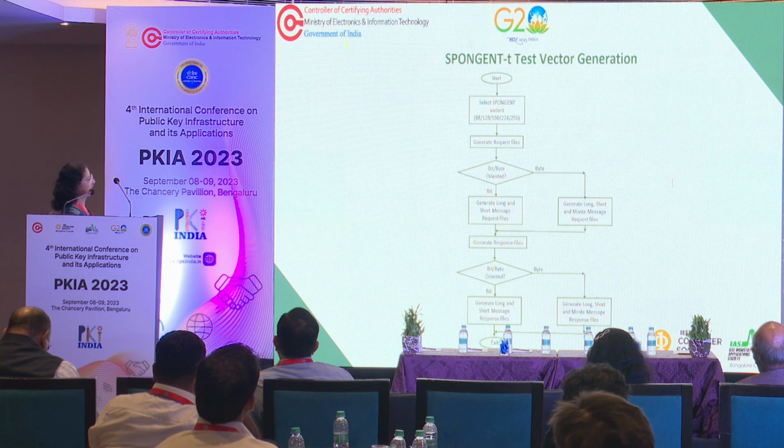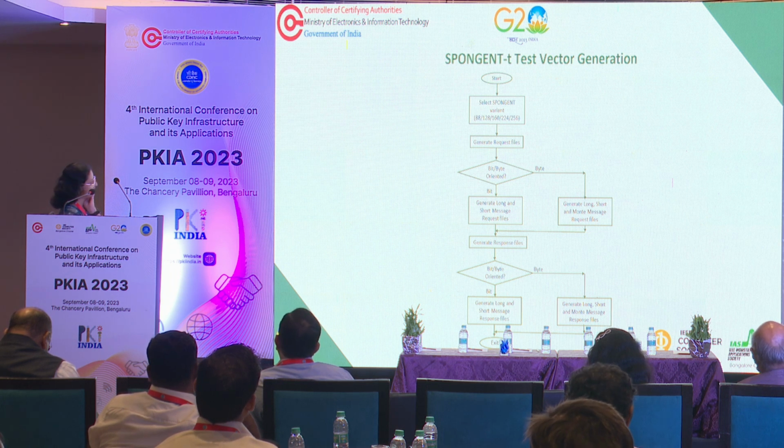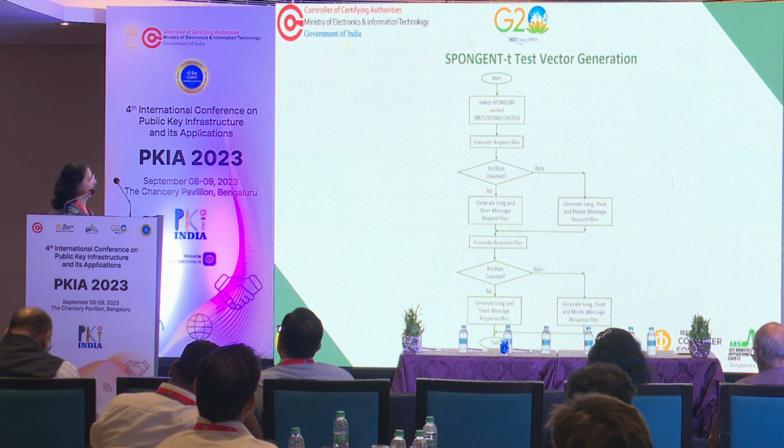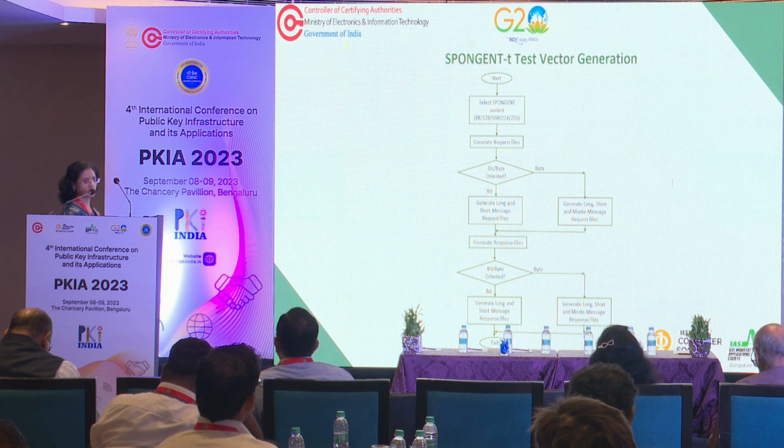This is a case study taken for Sponge. Depending upon the version of Sponge selected, we will generate the request file, and it again depends upon which mode and which validation test is considered. Once the request file has been generated, the response file is generated depending upon the modes of operation and validation test for the hash function.